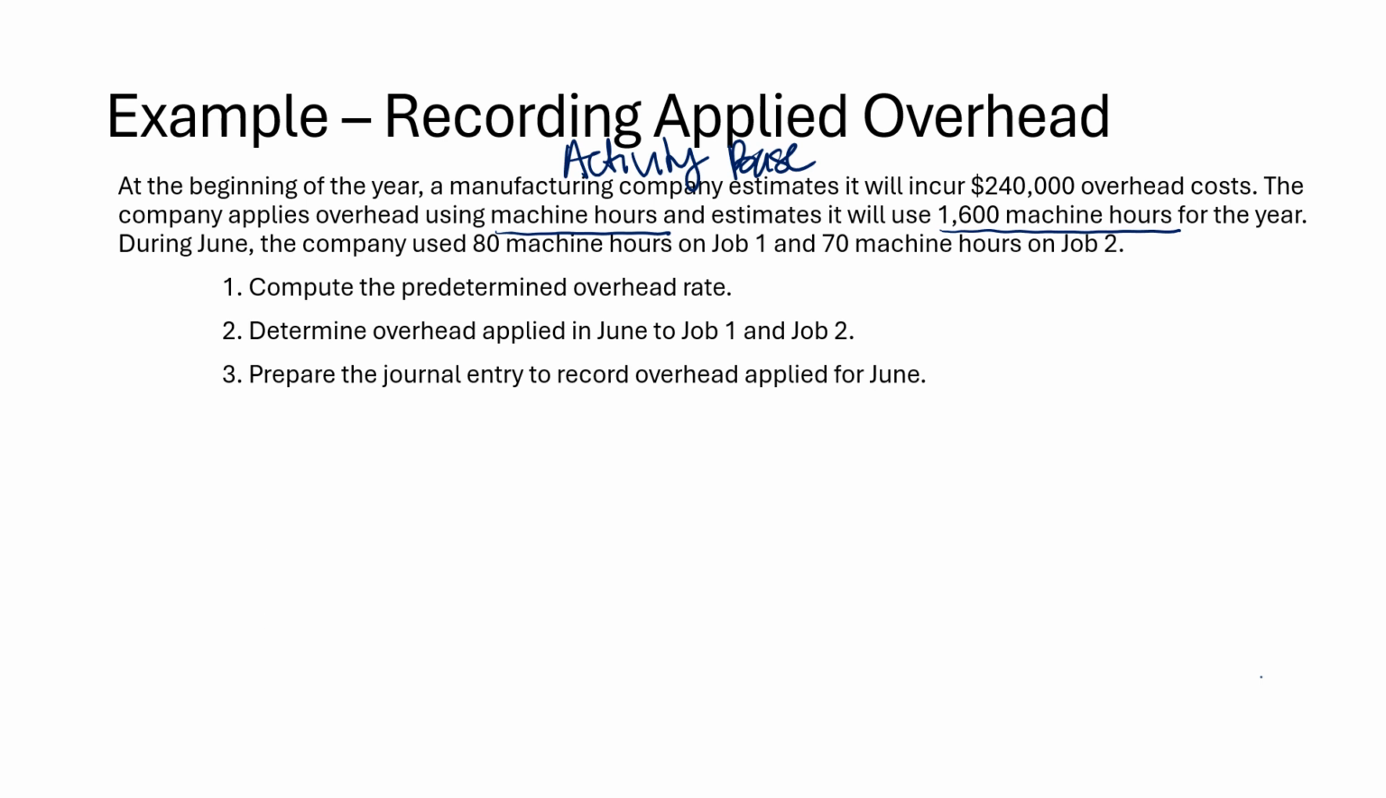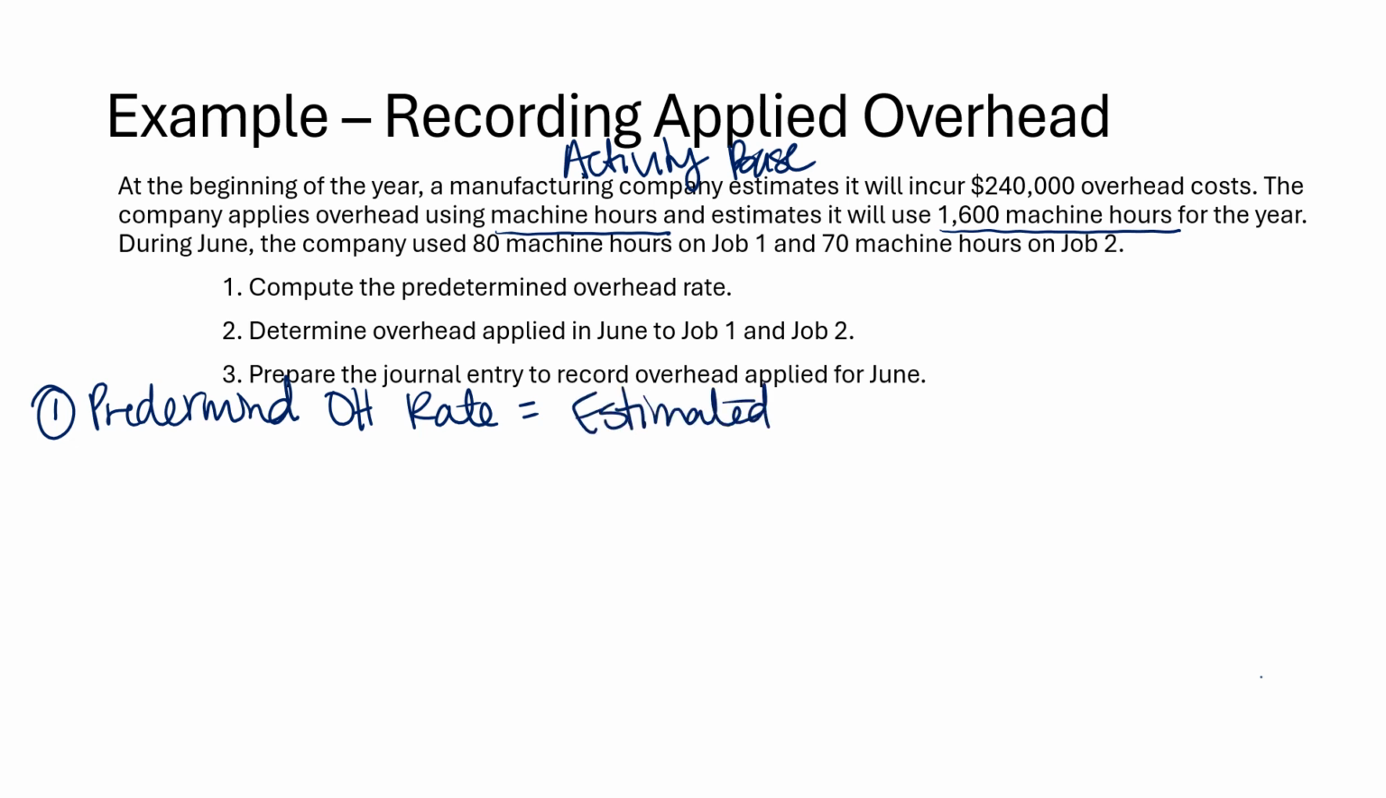The first thing we have to do is compute the predetermined overhead rate. So the formula for that, first of all, predetermined overhead rate equals the estimated overhead costs, so that total, divided by the estimated activity base.